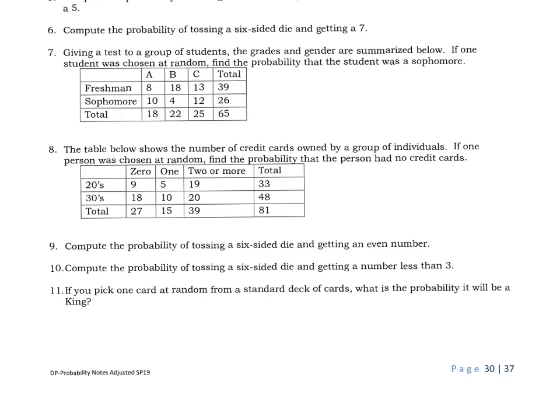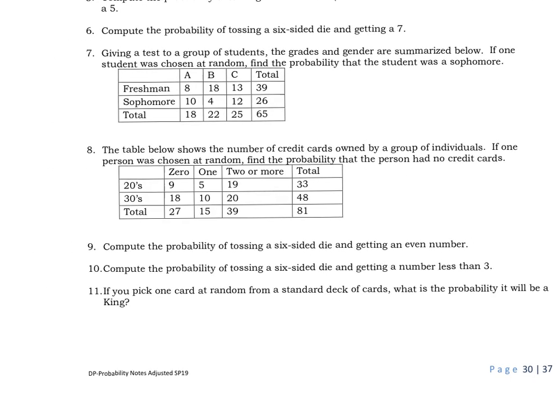Probability practice exercises 7 and 8. I see a typo in here. It says giving a test to a group of students, the grades in class are actually summarized below. If one student was chosen at random, find the probability that the student was a sophomore.